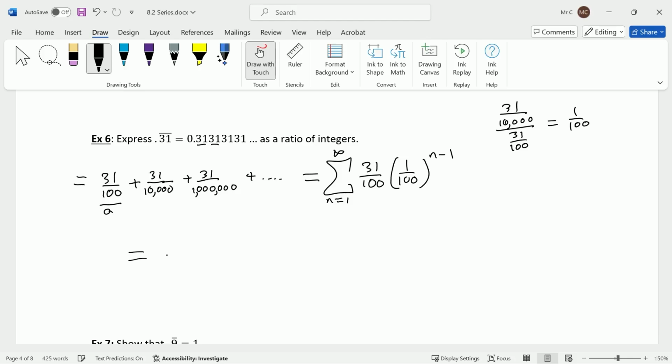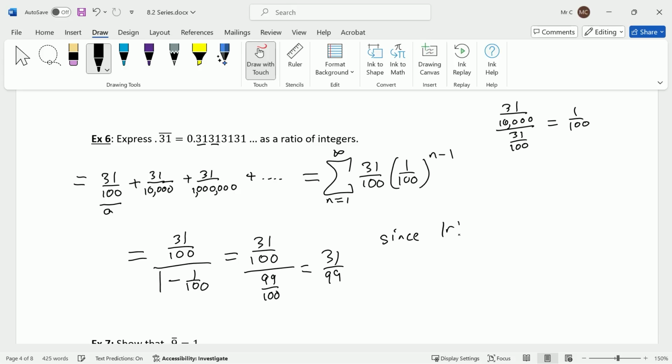And so this series is geometric and equals 31 over 100 divided by 1 minus 1 over 100, which is 31 over 100 divided by 99 over 100, and that simplifies to 31 over 99, since the absolute value of r is 1 over 100, which is less than 1, by the geometric series theorem.